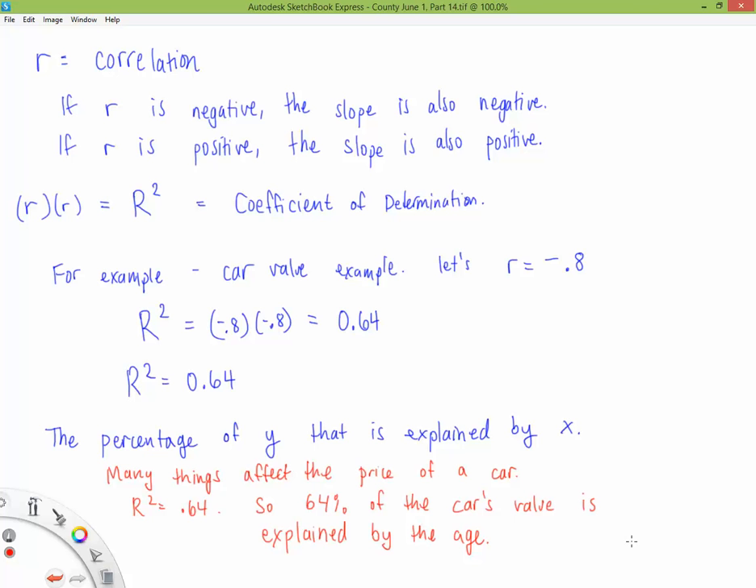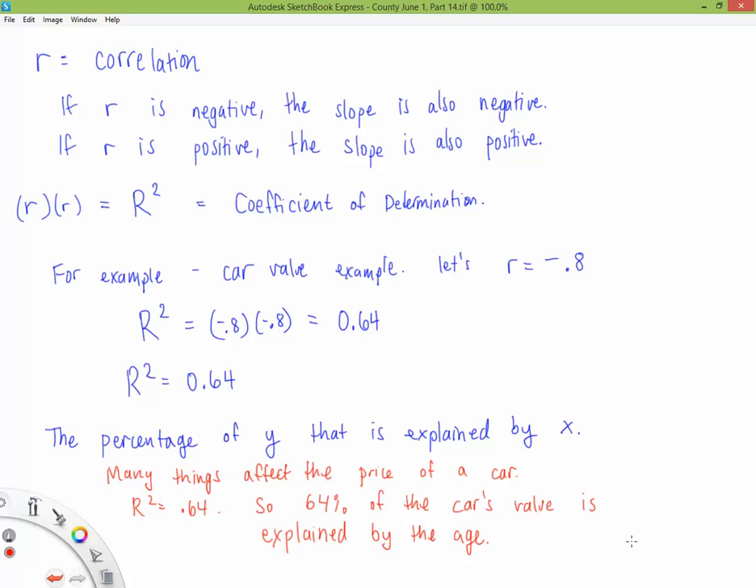Remember, we were trying to explain weight by height. Now we know there's all sorts of things that affect someone's weight, their body type, what they eat, all of these other things go into how much someone weighs, but height plays into it, and what we're saying is that 36% of someone's weight can be explained by their height. Does that make sense?